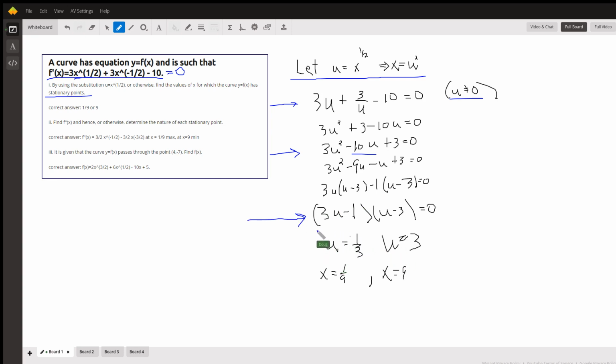If u equals 1/3, that's because x equals u squared. That means x equals 1/9. If u equals 3, then x equals 9. Now in part 2, you're supposed to prove that these x values generate a max and a min respectively.